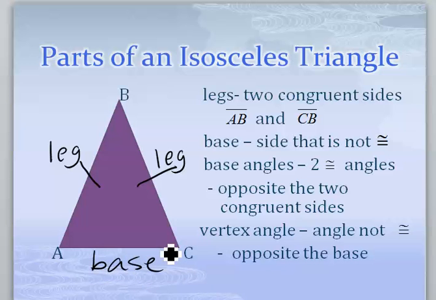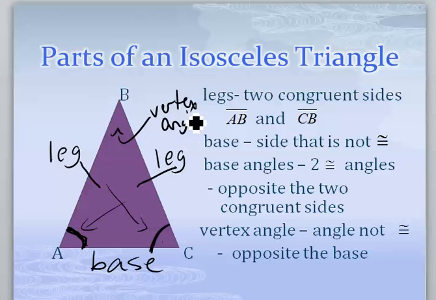Now up against the base, you have two base angles. These will be congruent. And the reason for that is because opposite a congruent side are congruent angles. So if you go across from this mark, opposite that is an angle, that across from this mark, opposite that is a congruent angle. So that's what these single arcs mean. Those are showing that these angles are congruent. The other angle where the legs meet is called the vertex angle. This is the one that's not congruent, and it's opposite the base.